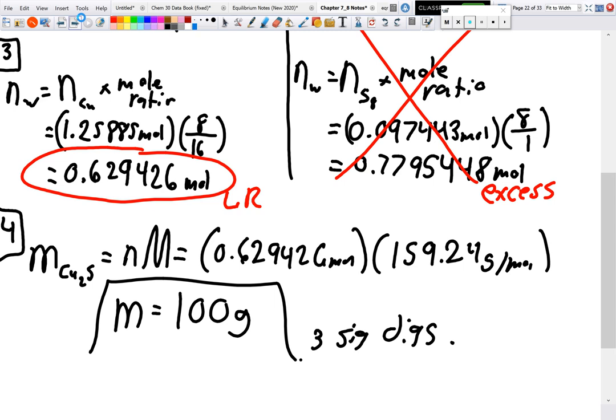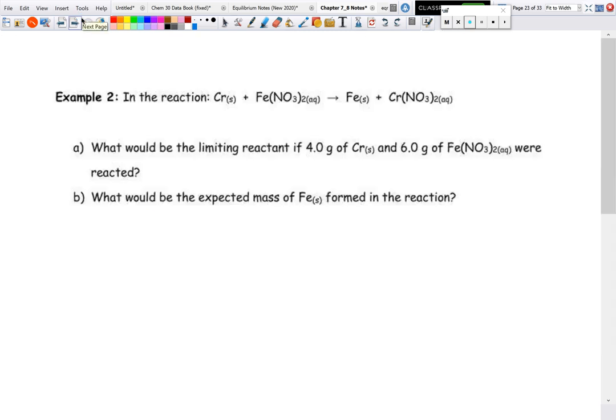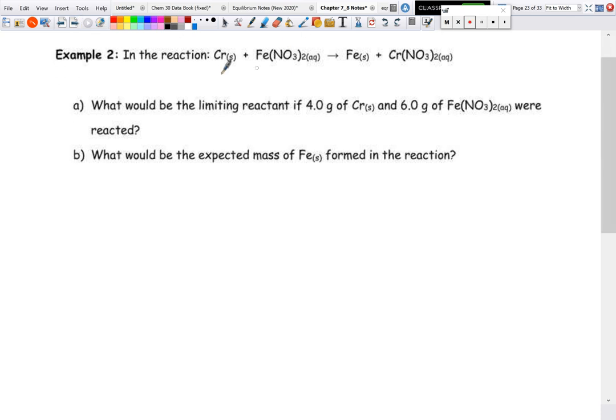So I'm going to do one more with you guys, and then I'm just going to give you the answers for the next few, just so you can do it. But this is another typical limiting reagent question, where the balanced chemical equation is already given to you, and it's divided up into part A and part B. Part A asks, what is the limiting reagent or reactant if 4 grams of chromium and 6 grams of iron 2 nitrate were reacted? And part B is what would be the expected mass of iron formed.